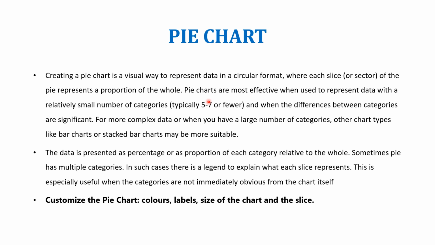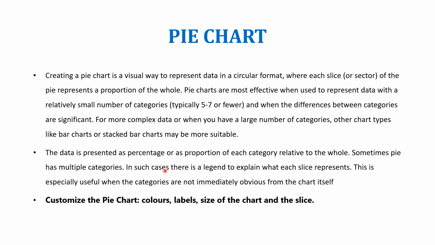Pie charts are most effective when used to represent data with a relatively small number of categories. So for example, male, female, 2 categories, or male, female, children, 3 categories, or male, female, children, infants, newborns, 5 categories. Or you can have data from Sindh, Punjab, Gilgit-Baltistan, NWFP, or Balochistan, and that's about 5 categories. For more complex data, or when you have a large number of categories, then you will use other kinds of charts, for example, bar charts. This data is presented as either a percentage or as a proportion.